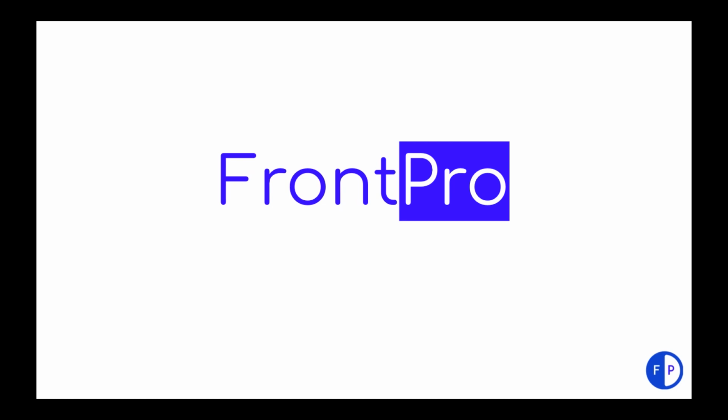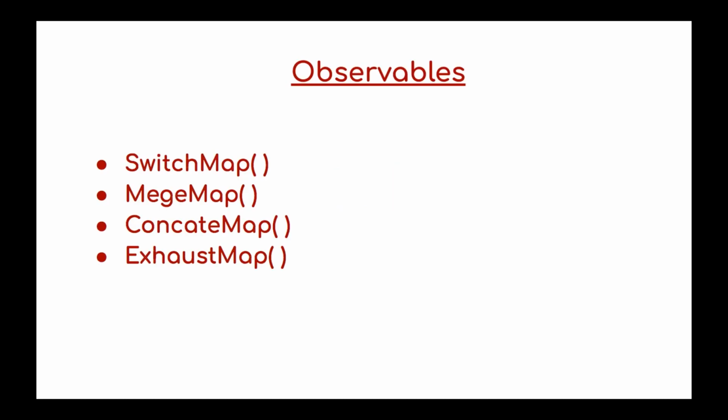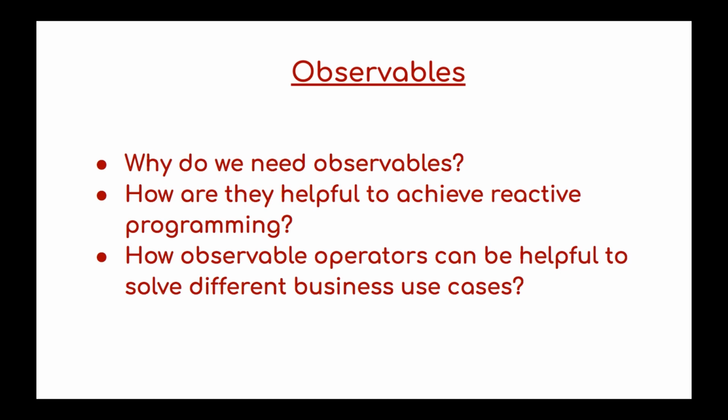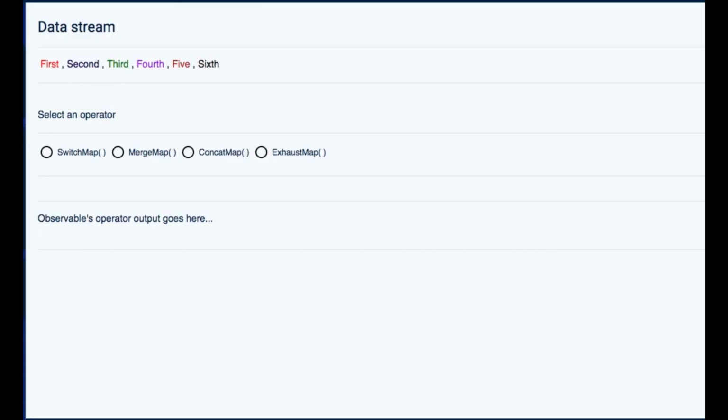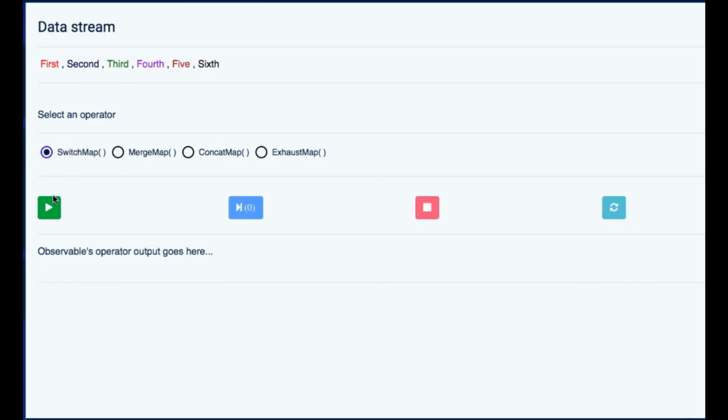In today's video session, we are going to play with observables and its higher order operators: switchMap, mergeMap, concatMap, and exhaustMap. At the end of this video, we should be able to answer why do we need observables, how they are helpful to achieve reactive programming, and how observable operators can be helpful to solve different business use cases. The interesting part is we are going to use an in-house developed playground to understand these concepts.